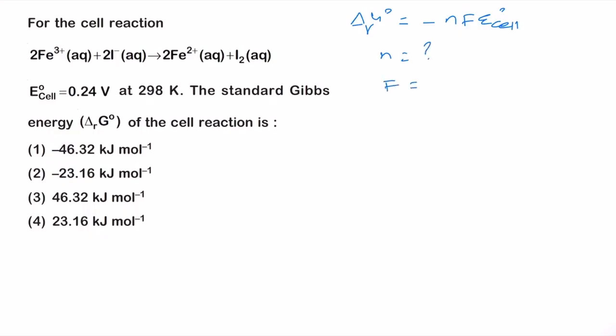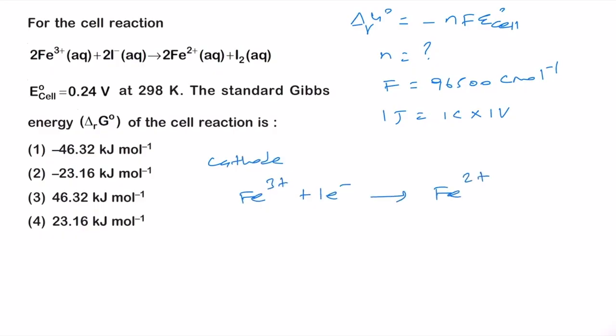1 Faraday is approximately 96,500 coulomb per mole. E cell standard value is given. We know that 1 joule is equal to 1 coulomb times 1 volt. Here the half reactions happening are as follows. At the cathode, the ferric ion gains an electron and becomes ferrous ion. This is reduction. At the anode, oxidation will be happening.